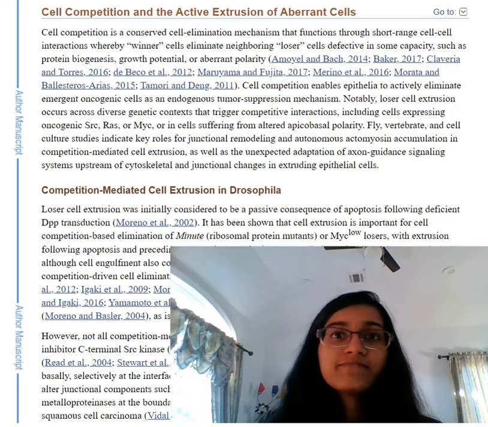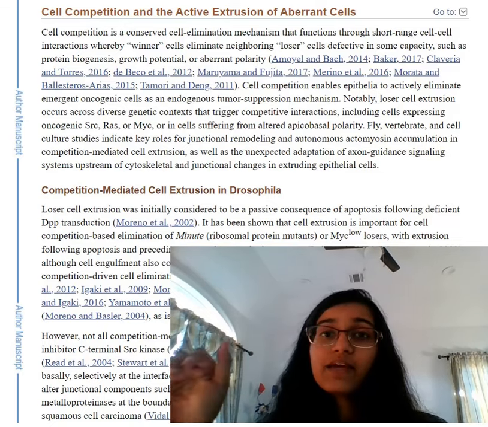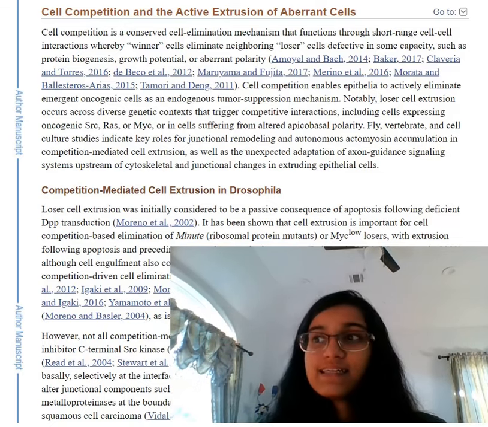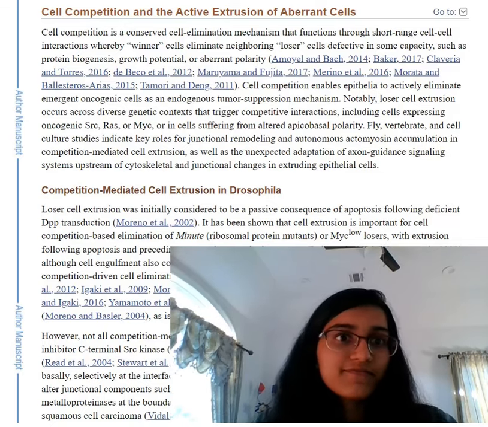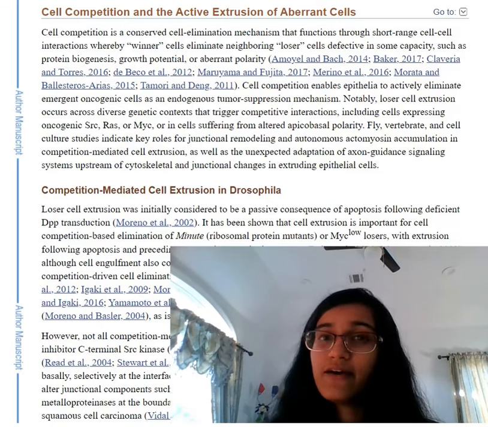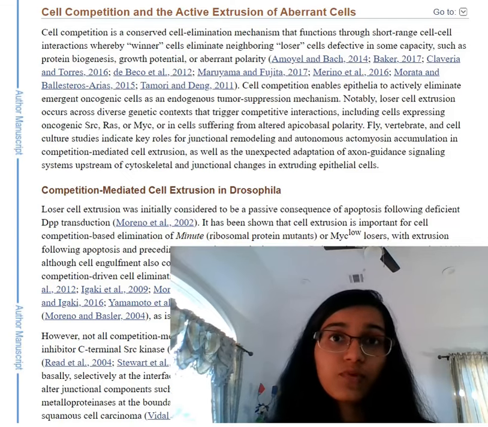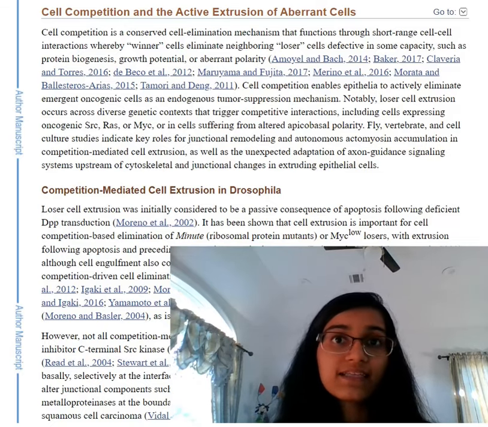Unfortunately, losing in rock, paper, scissors is one thing, but losing in a cell competition is something entirely different, because the punishment is cell extrusion, so you die basically. And although this does sound pretty harsh, it does have some really important effects. Getting rid of a loser cell acts as an endogenous tumor suppression mechanism, so it basically gets rid of any emergent cancerous cells that might be acting in a defective or aberrant way.